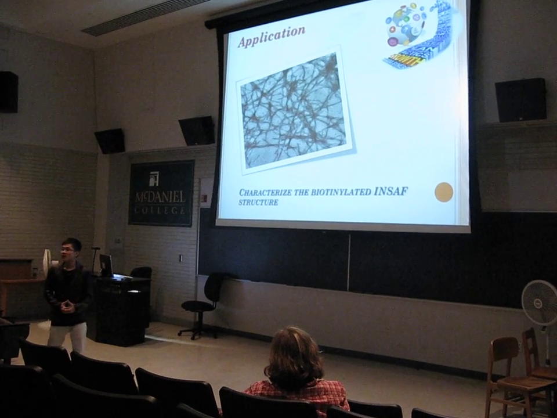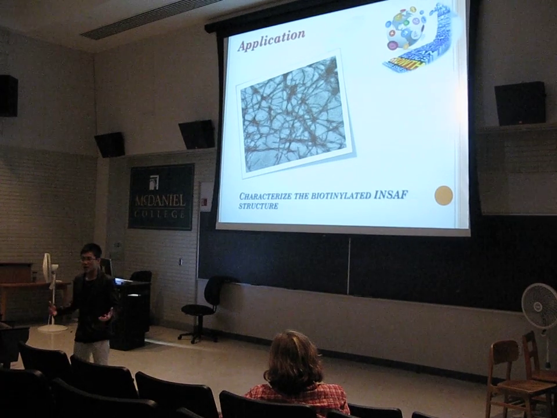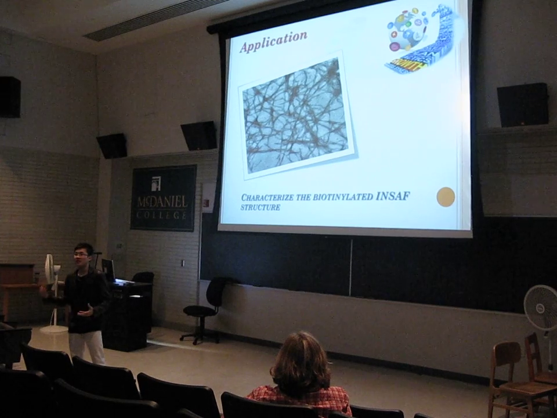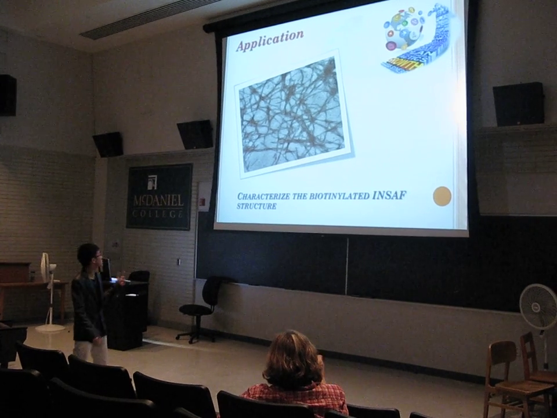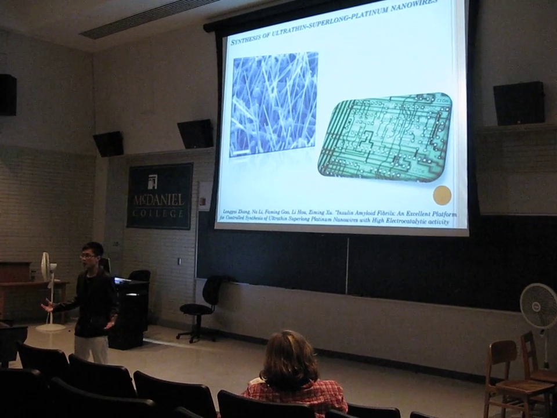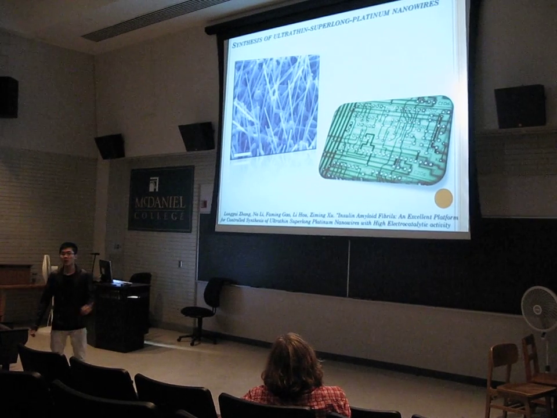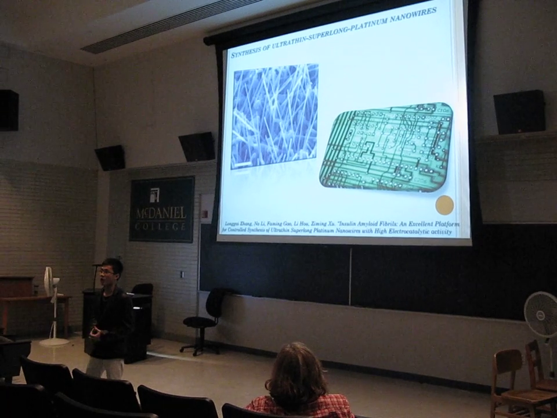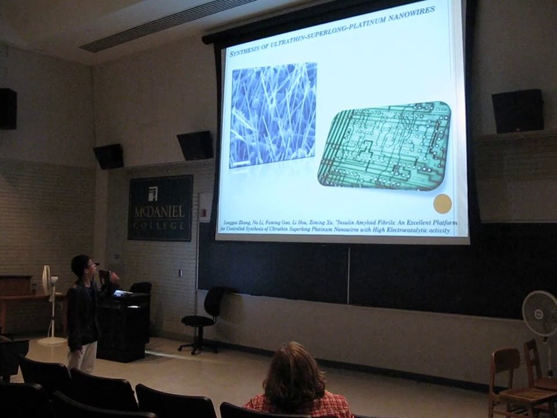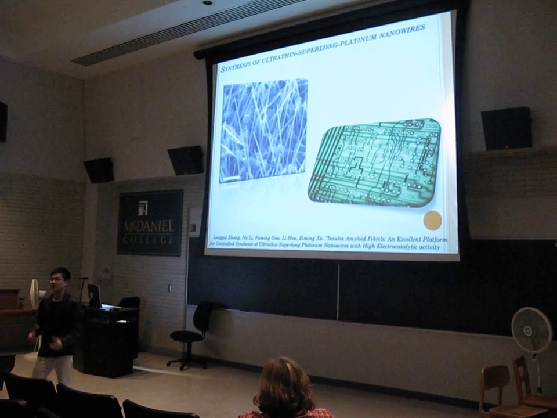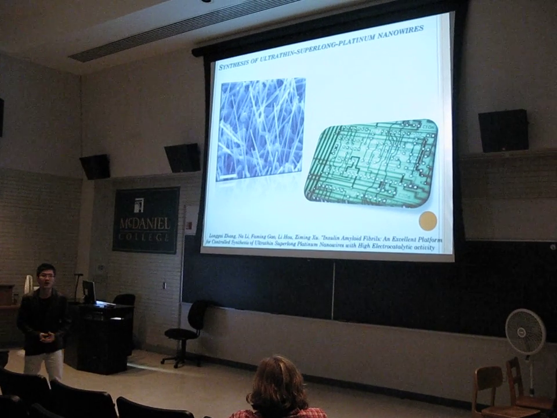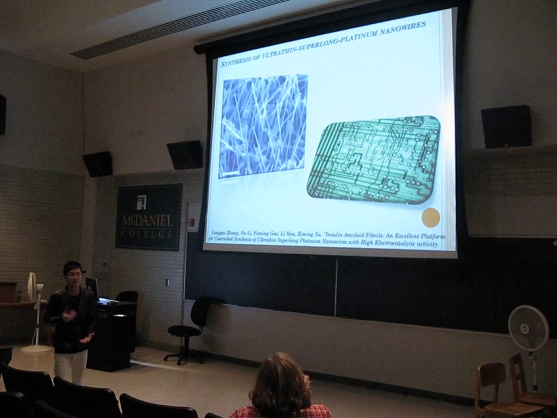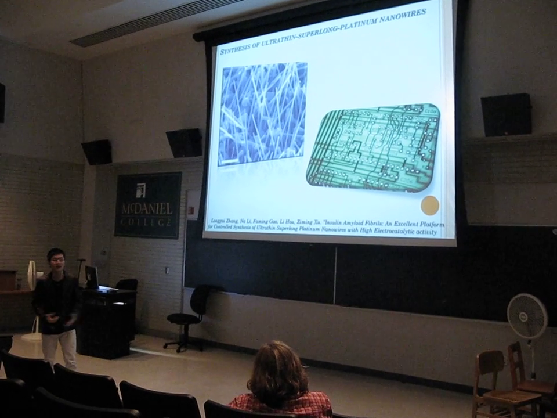One of the most obvious applications of the biotinylation is that we can use it to characterize and predict the general structure of the insulin amyloid fiber. Recently, a research group in China has managed to synthesize ultra-thin and super long platinum nanowires using insulin amyloid fiber as a template to add the catalytic platinum on. And these nanowires have excellent mechanical properties that can be applied in nanotechnology.